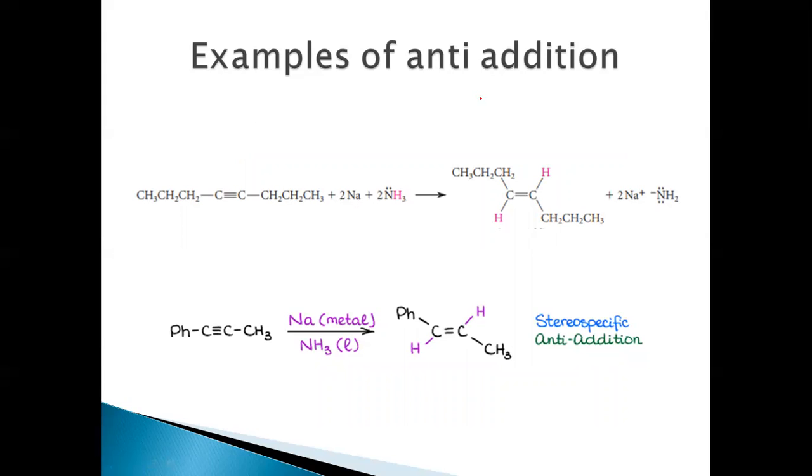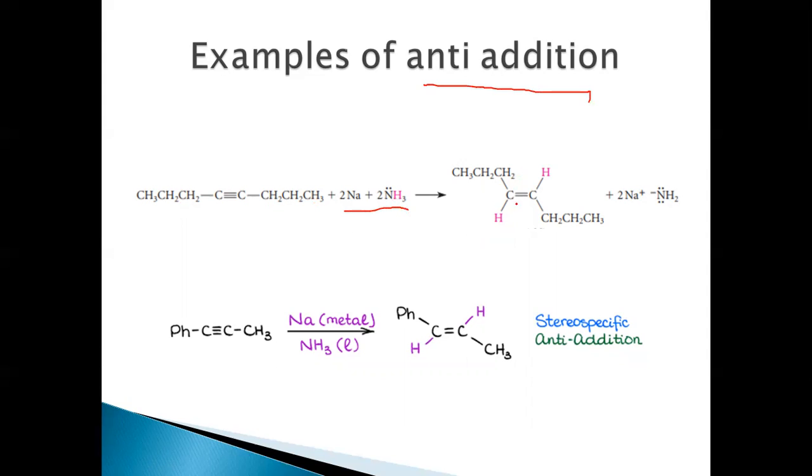For example, when we see the examples of this anti-addition, that is sodium with liquid ammonia, when we see this alkyne, that is 4-octyne here.